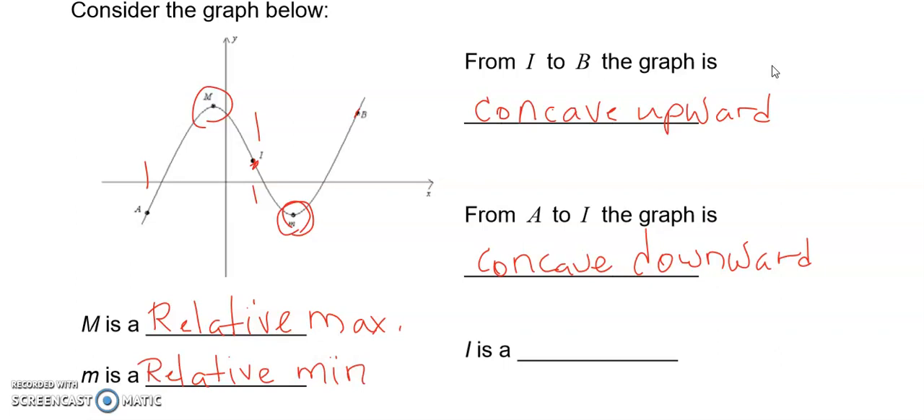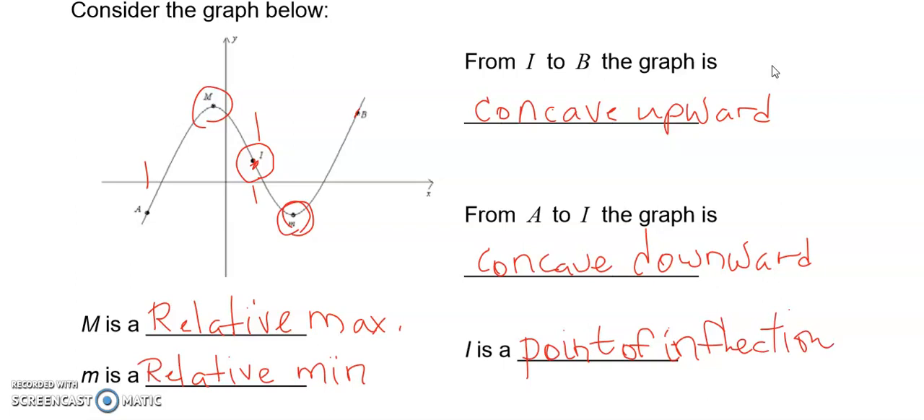So that is a relative minimum right there. Now look at I. There's the point I. That's the point where your graph changes from being concave down to being concave up. And that means it is a point of inflection. That's a point of inflection right there.